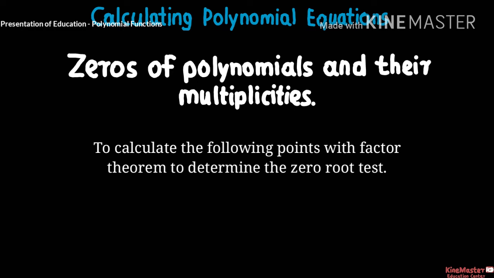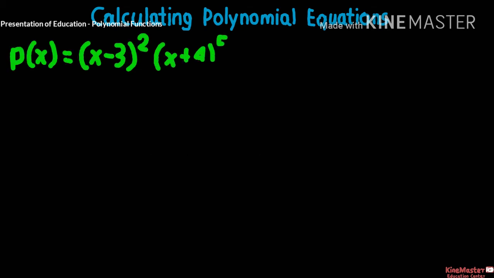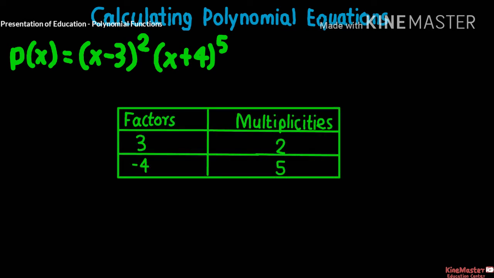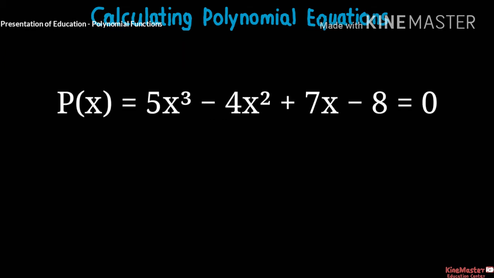To calculate, we follow these pointers with the factor theorem to determine the zeros. P of x is equal to (x minus 3) squared times (x plus 4) to the power of 5. This is an easy way. The factor 3 has multiplicity 2, and the factor minus 4 has multiplicity 5.